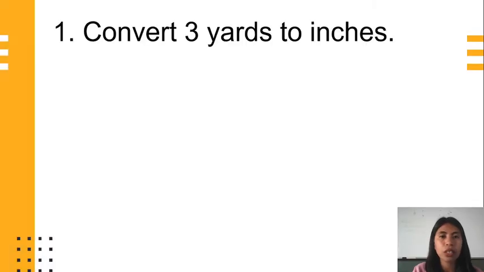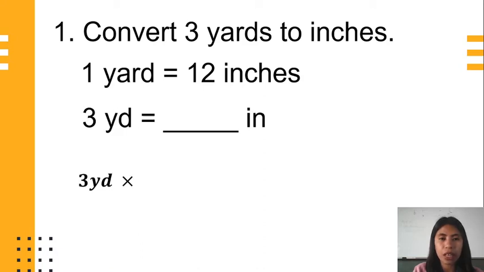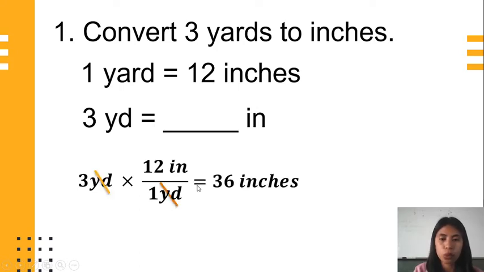Let's have an example. Convert 3 yards to inches. Since 1 yard is equal to 36 inches, we copy 3 yards times, and since we need to change yards to inches, all we need to do is place 1 yard at the denominator and 12 inches at the numerator. So we have 12 inches over 1 yard. We can now cancel yards. 3 times 12 is equal to 36. Then copy the unit, which is inches. So 3 yards is equal to 36 inches.